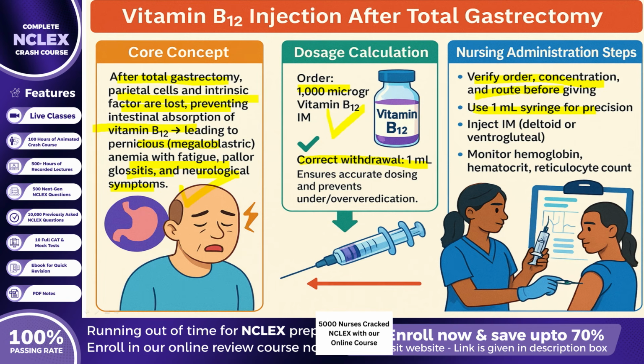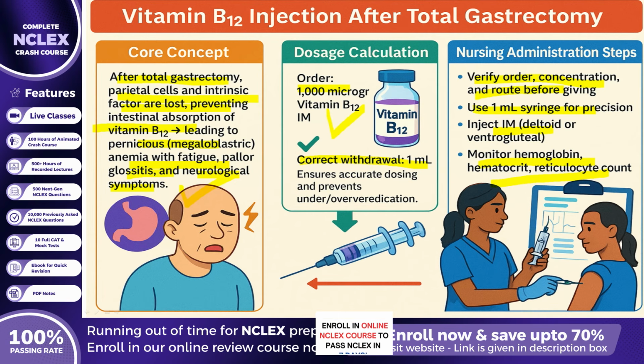The medication should be injected into a large muscle, such as the deltoid or ventrogluteal site. Post-administration, continuous monitoring of hematologic recovery, including hemoglobin, hematocrit, and reticulocyte count, is essential. The nurse must also educate the client that vitamin B12 replacement is lifelong after a gastrectomy, since the absence of intrinsic factor is permanent. Consistent monthly therapy prevents recurrence of anemia and maintains neurologic health.